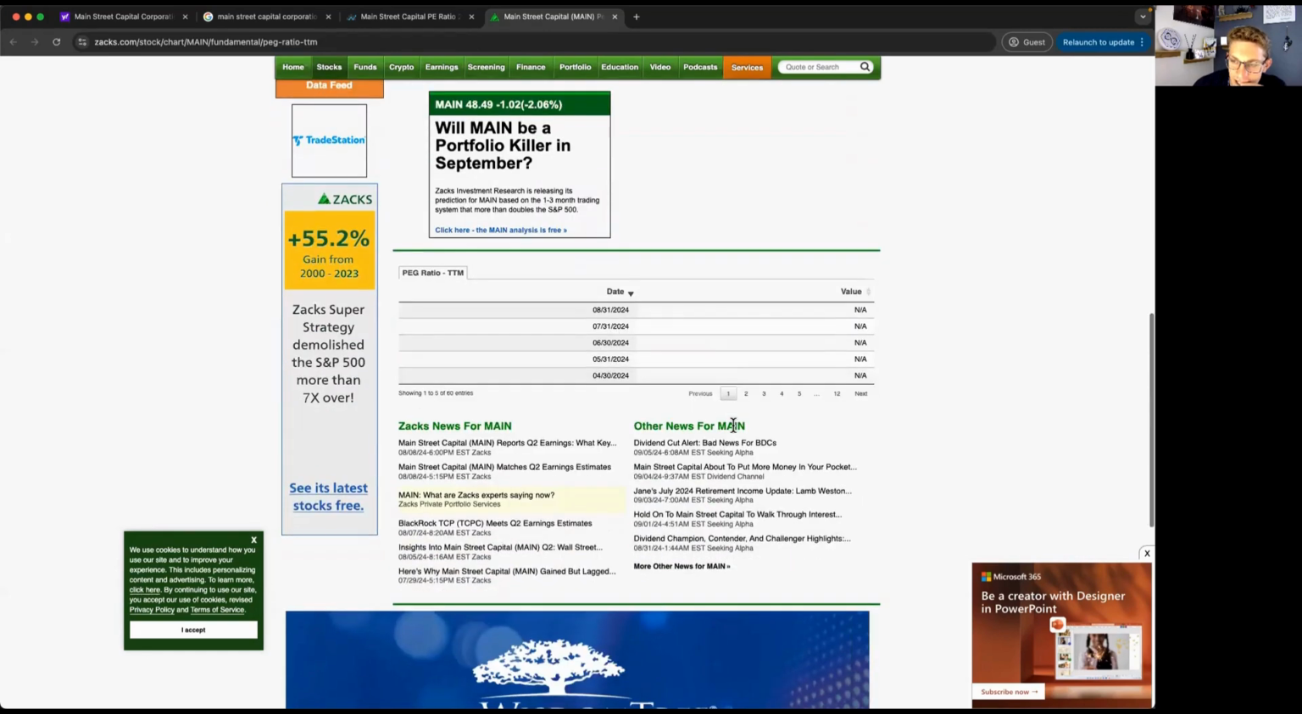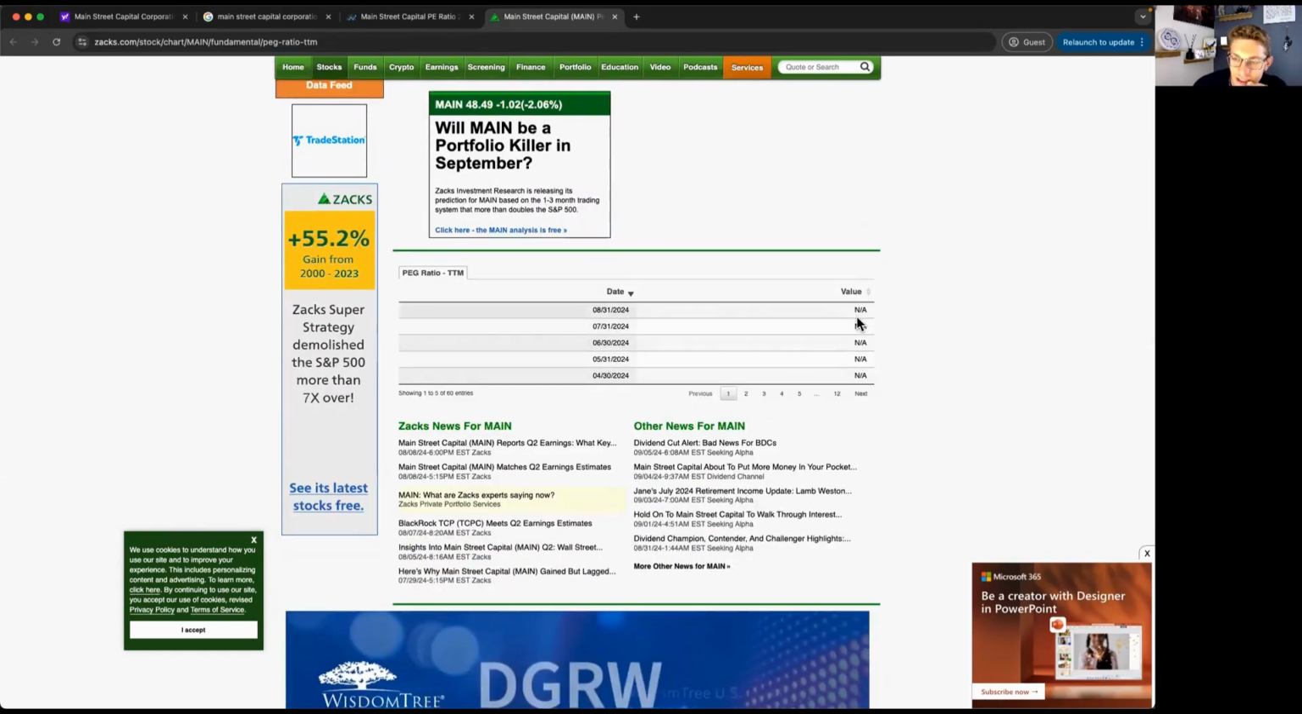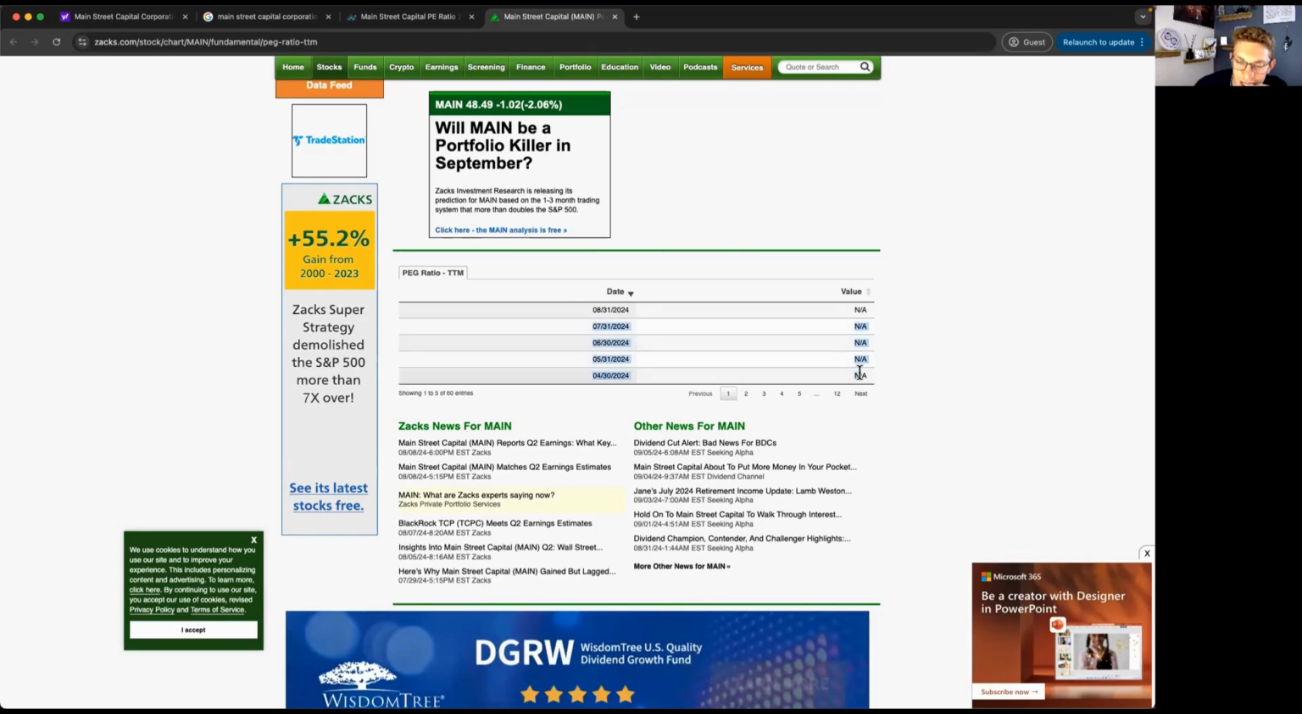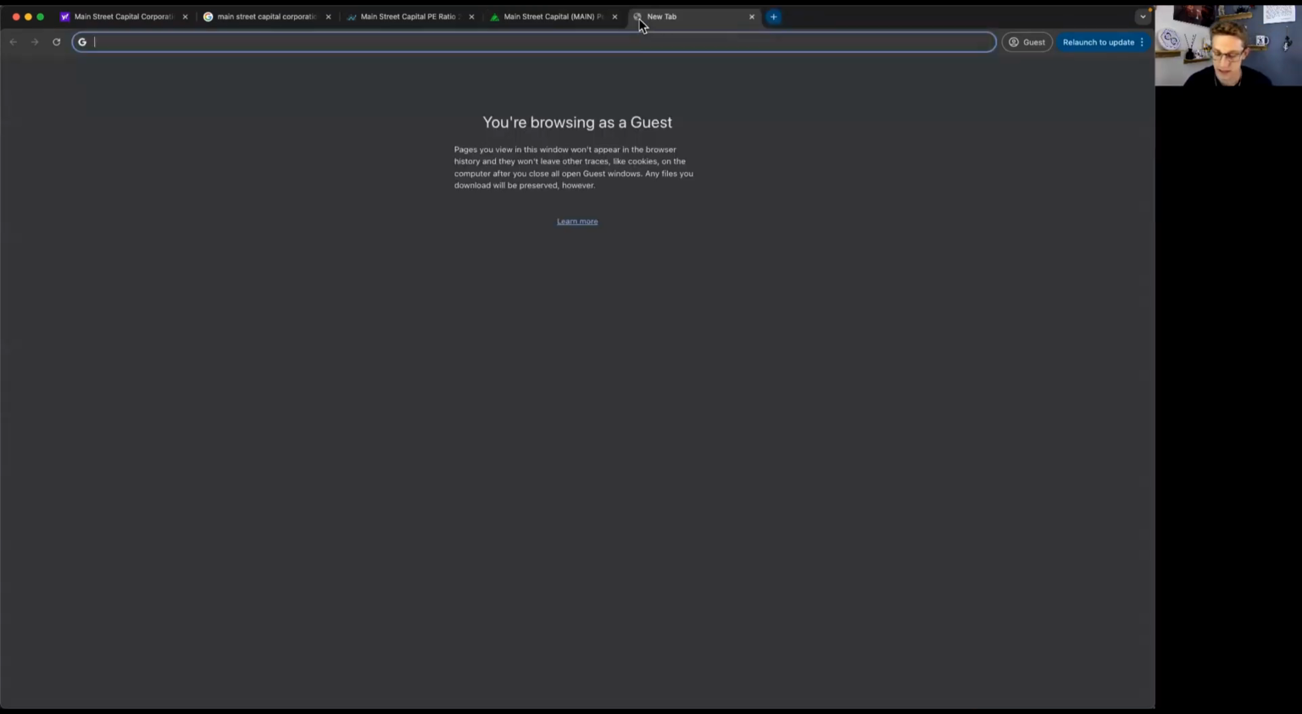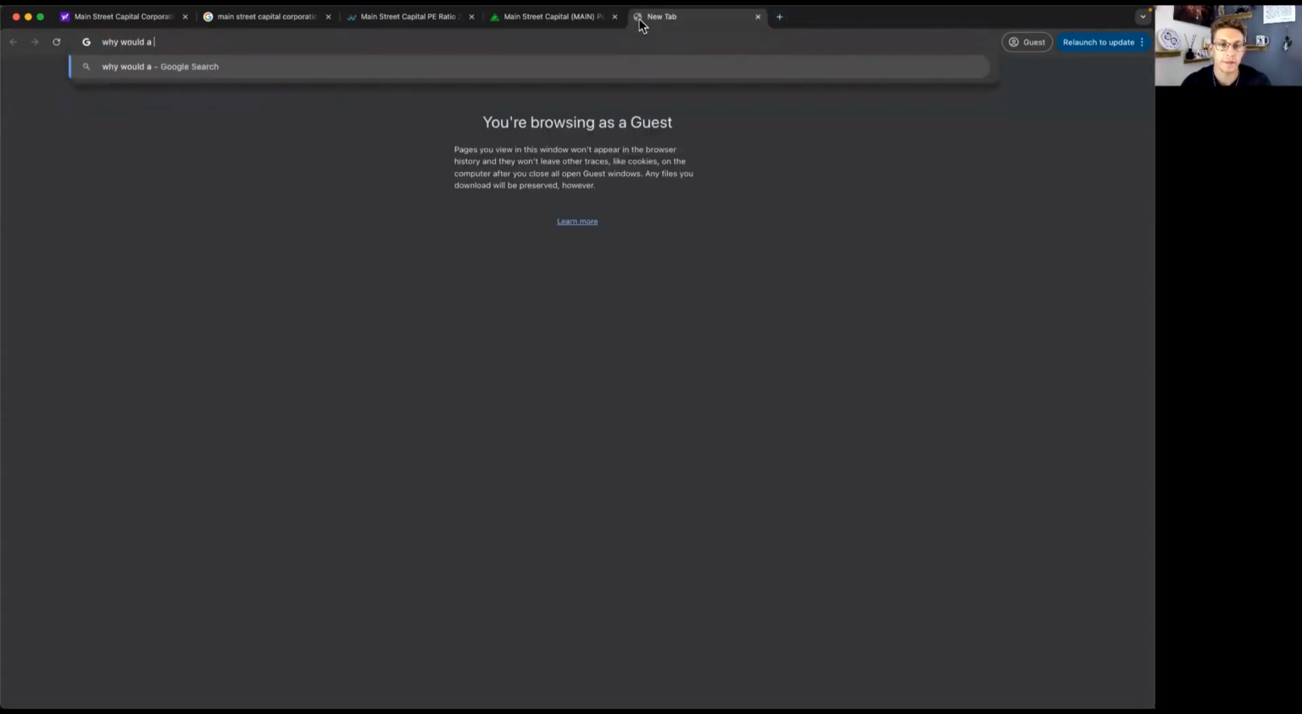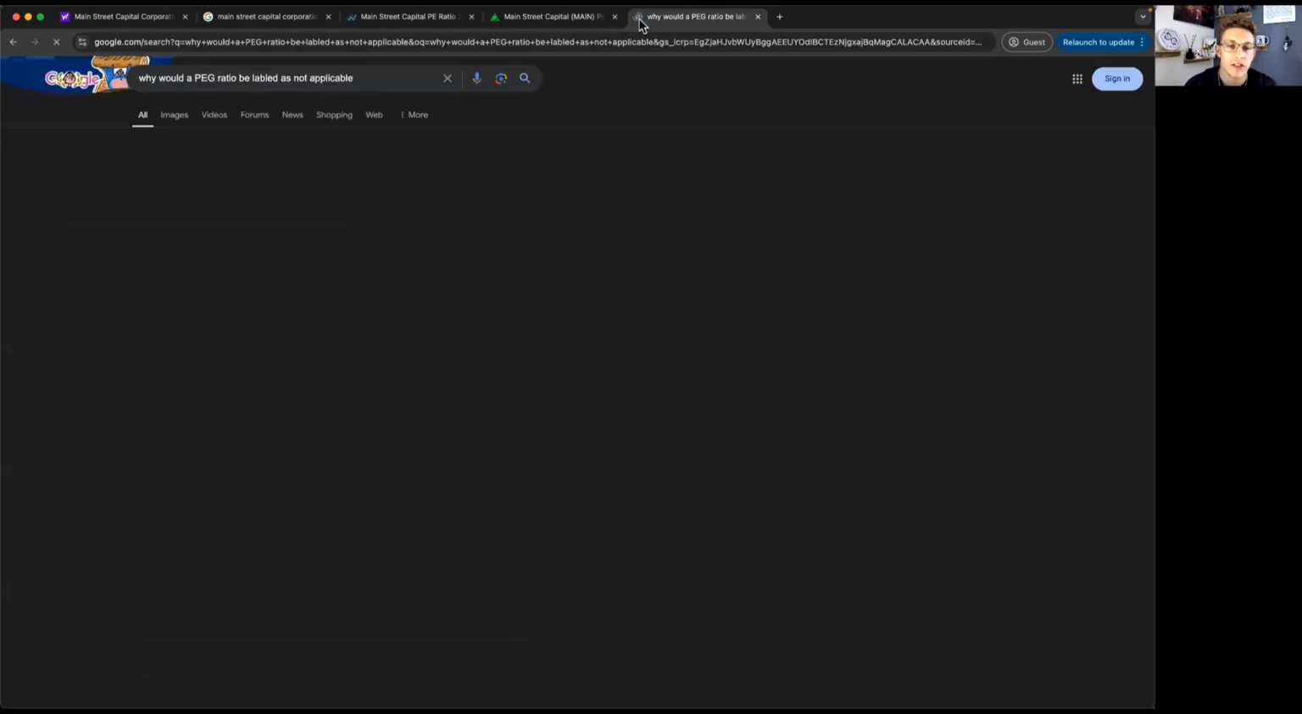Yeah, that's so interesting. They're still saying not applicable. I don't know why that is. Why would a PEG ratio? I'm just curious about this. I'll skip over it if we can't find it, but it's kind of weird. Labeled as not applicable. That's so strange.